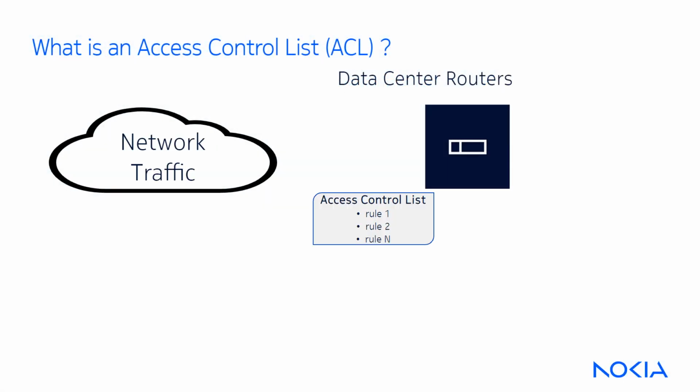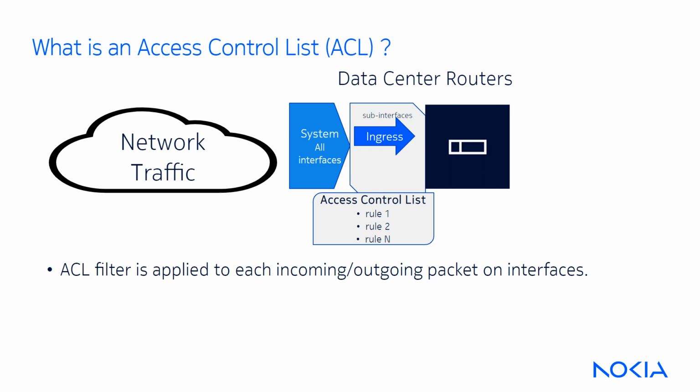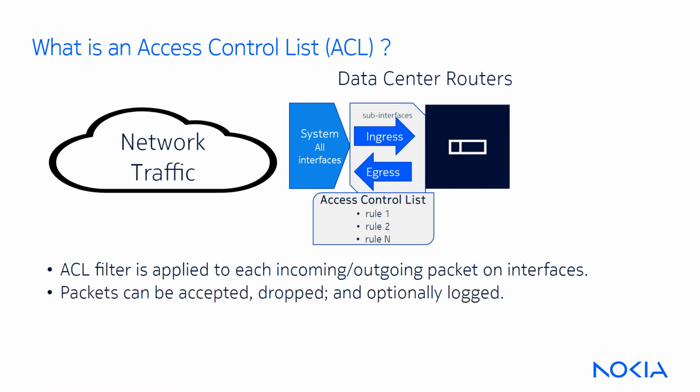So, what is an access control list? An ACL is a kind of filter with a set of ordered rules. When an ACL is applied to an interface, the system will check every incoming or outgoing packet on that interface against the set of rules. Match criteria are based on various protocol frame header fields. When the packet matches a rule, the associated action is executed. This action can be either accept or drop, which means the packet is blocked. Additionally, matching packets can be logged for further analysis.